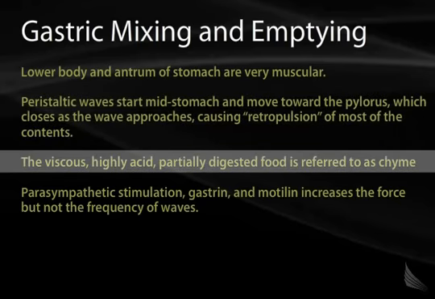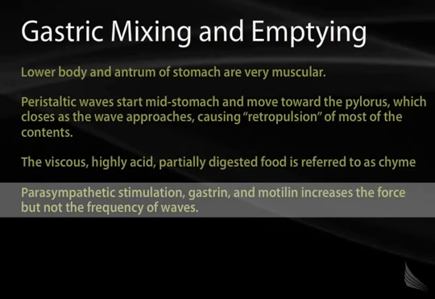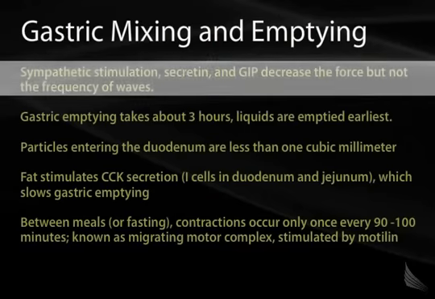During this mixing process, chyme is what's generated. This is viscous, highly acid, partially digested food in the stomach. Parasympathetic stimulation, gastrin and motilin increase the force of these forward waves but do not affect the frequency of the waves. Stomach contents will then be released slowly in a controlled way from the stomach into the duodenum and can be controlled by hormones such as secretin. Surprisingly, sympathetic stimulation, secretin and GIP decrease the force but not the frequency of the wave.